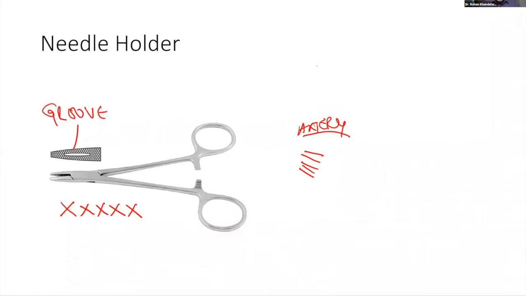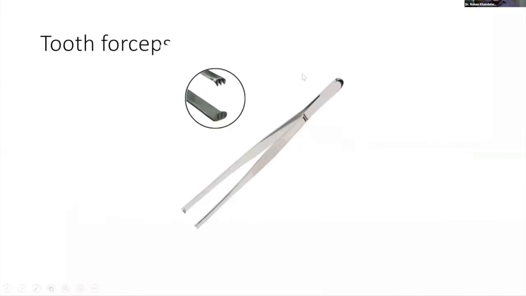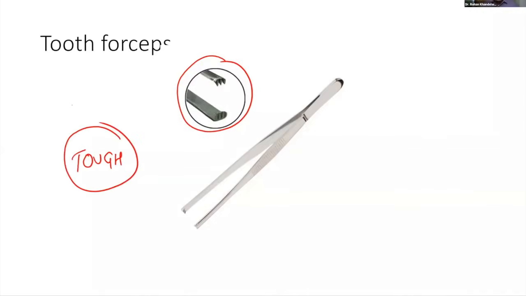Yes, somebody is asking, Joel's retractor is self-retaining. Joel's will remain in place by itself. It is self-retaining. So you should be able to identify a needle holder. This is tooth forceps. You can see teeth here. So for holding tough structures, you can use tooth forceps.